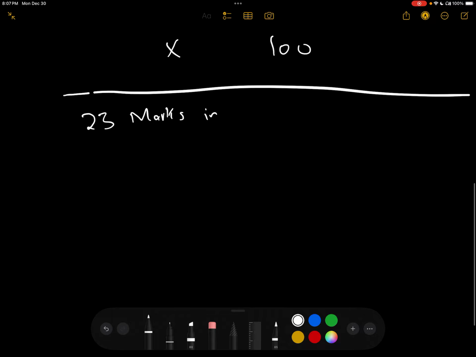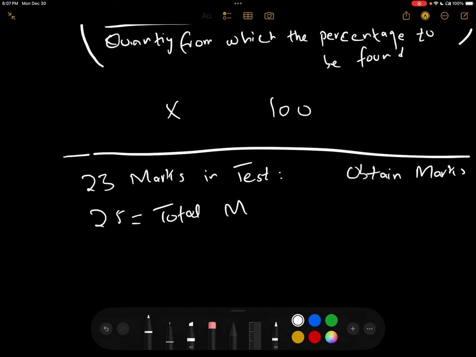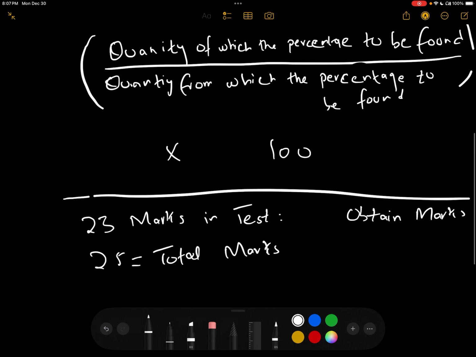I will give you a very basic example. Let's suppose you have got 23 marks in a test. So this equals the obtained marks, and the total marks are 25. If you are asked to find the percentage of your marks, then according to this formula, the quantity of which the percentage is to be found has to be placed in the numerator. So over here we have to find the percentage of your obtained marks.